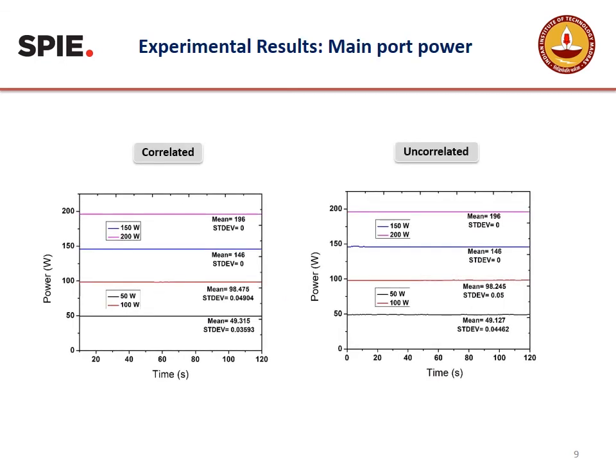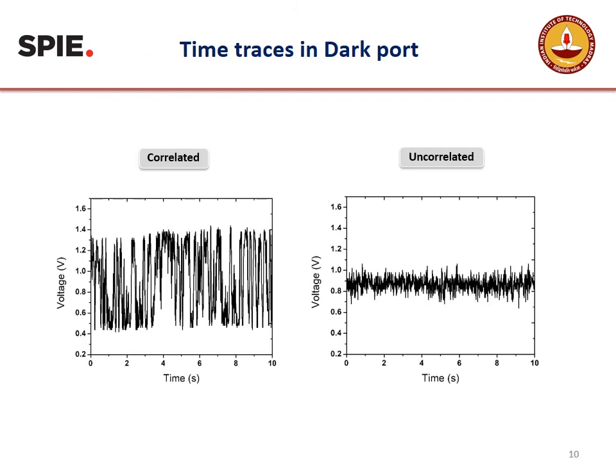We have observed the main port power using a thermal power meter. We can see that in both correlated and uncorrelated cases, we have similar powers coming to the main port with 98% efficiency. For making the beams uncorrelated, we have mismatched the path by a length greater than the coherence length of the laser source we have used. So we can see that there is no dependence of coherence in the main port power levels, and noise levels also look similar.